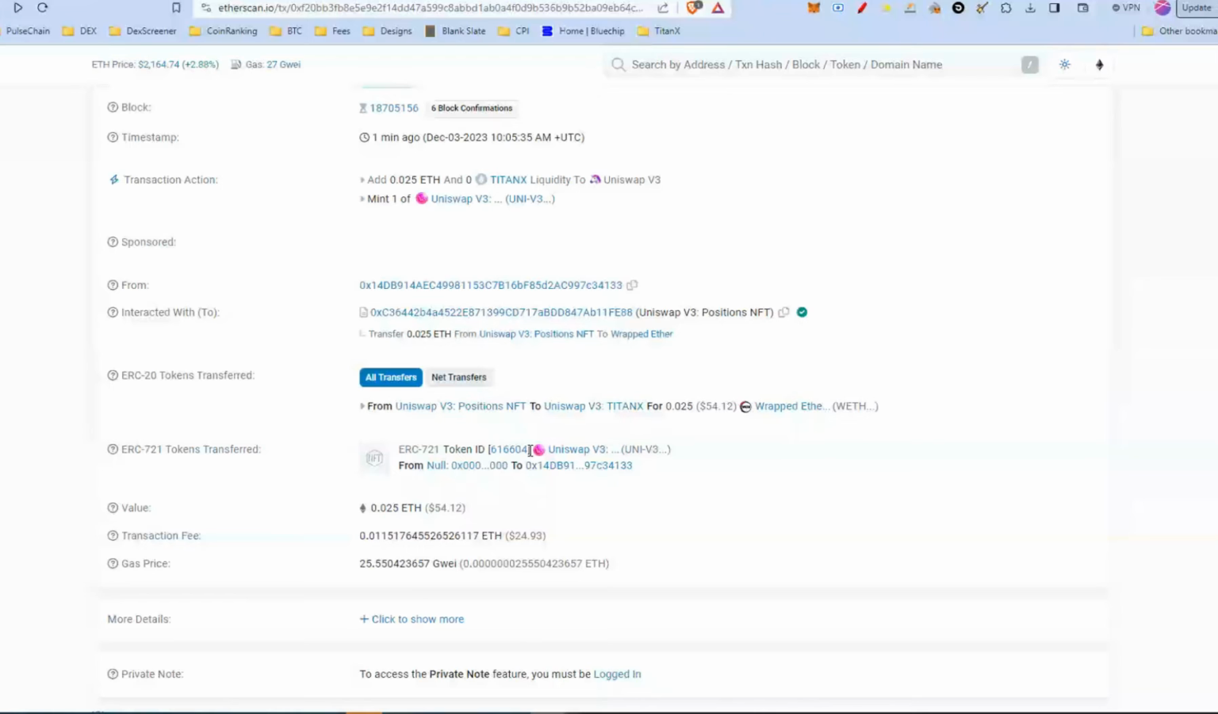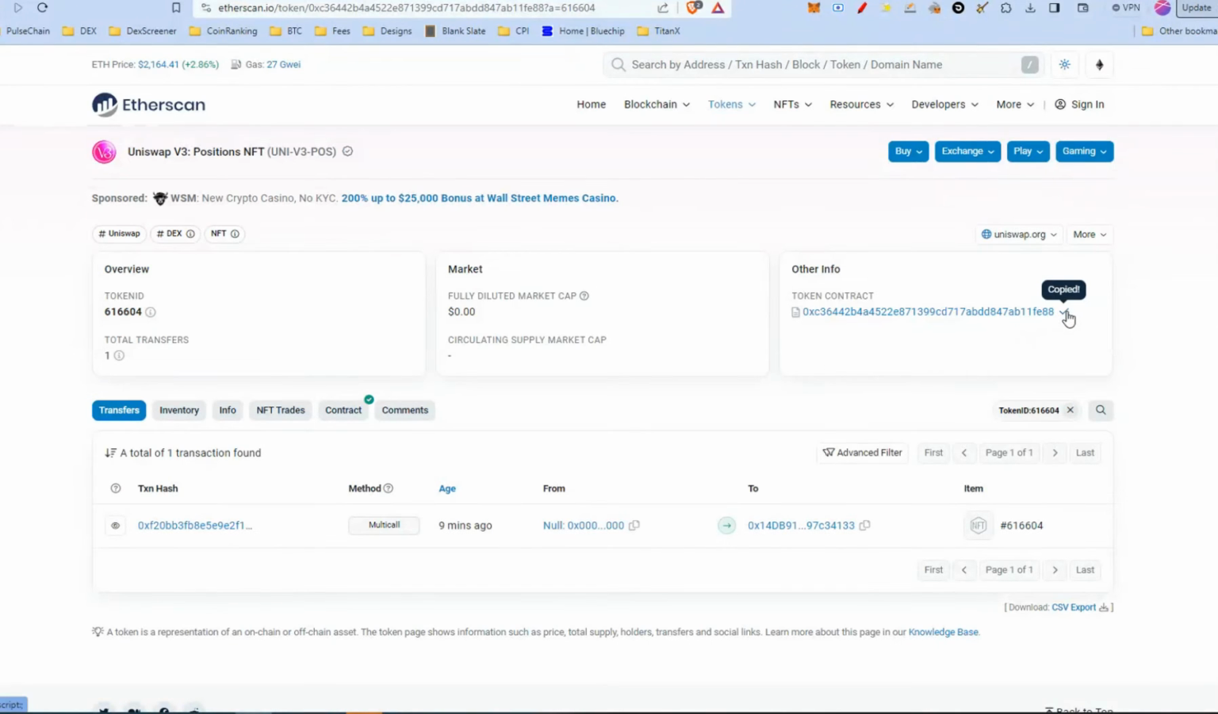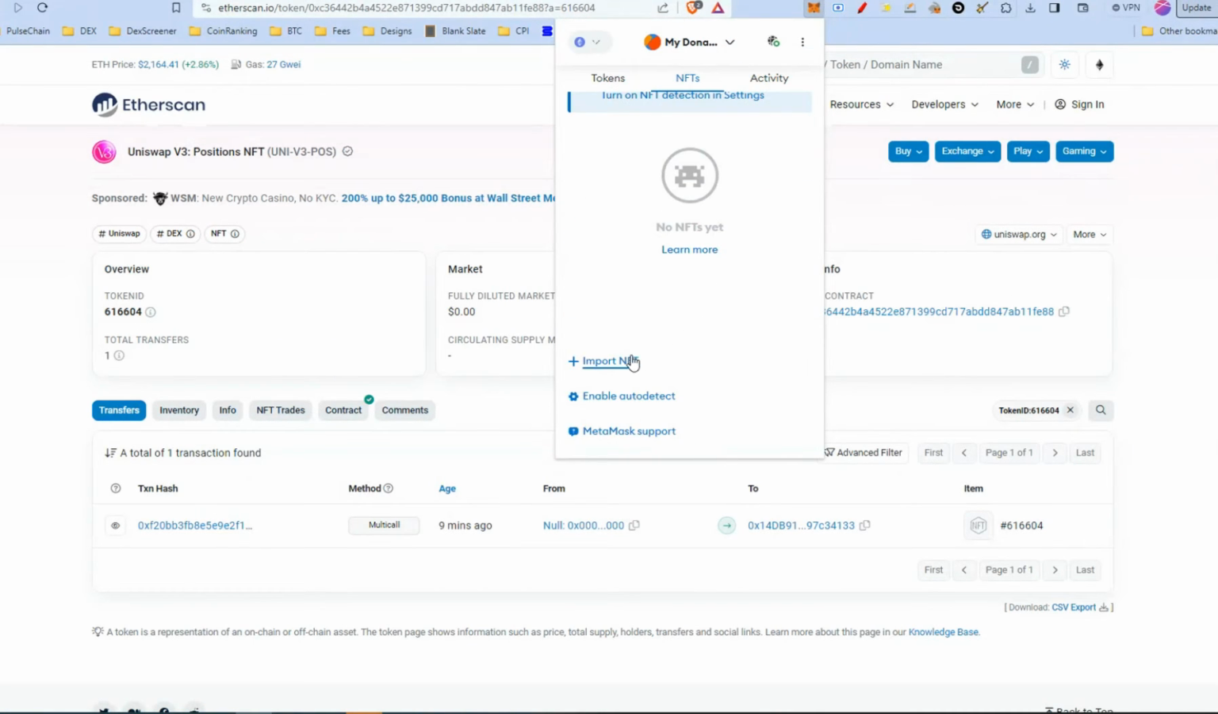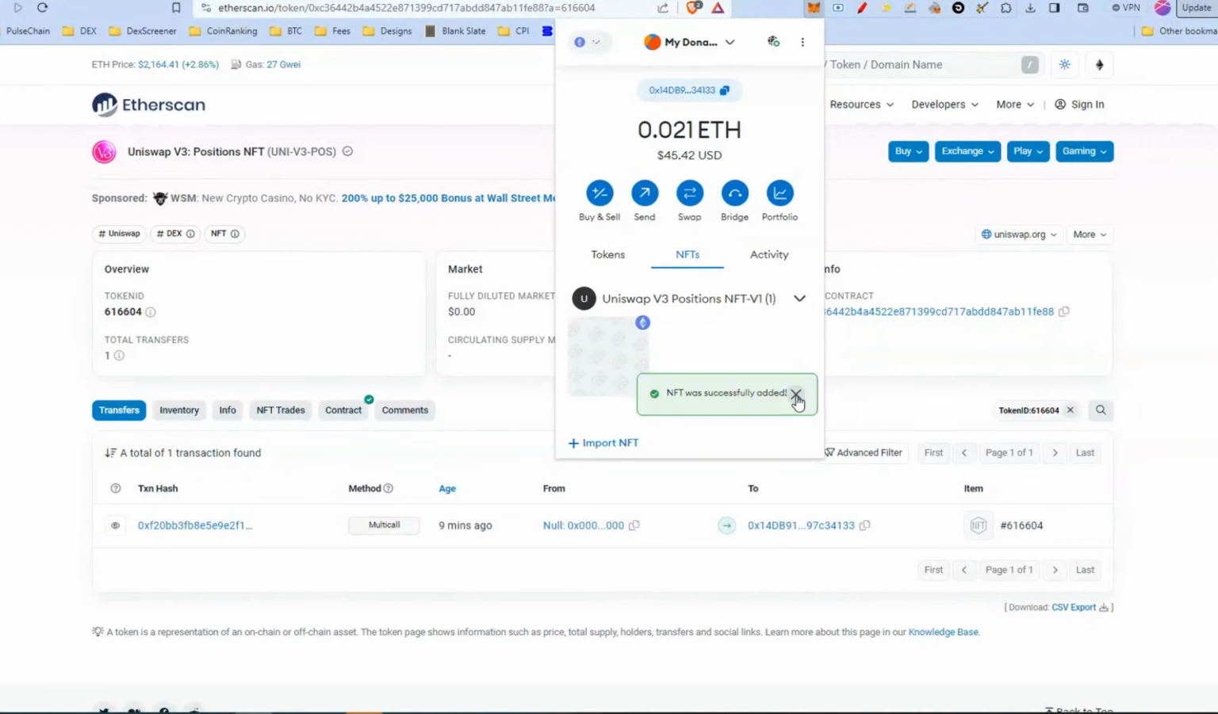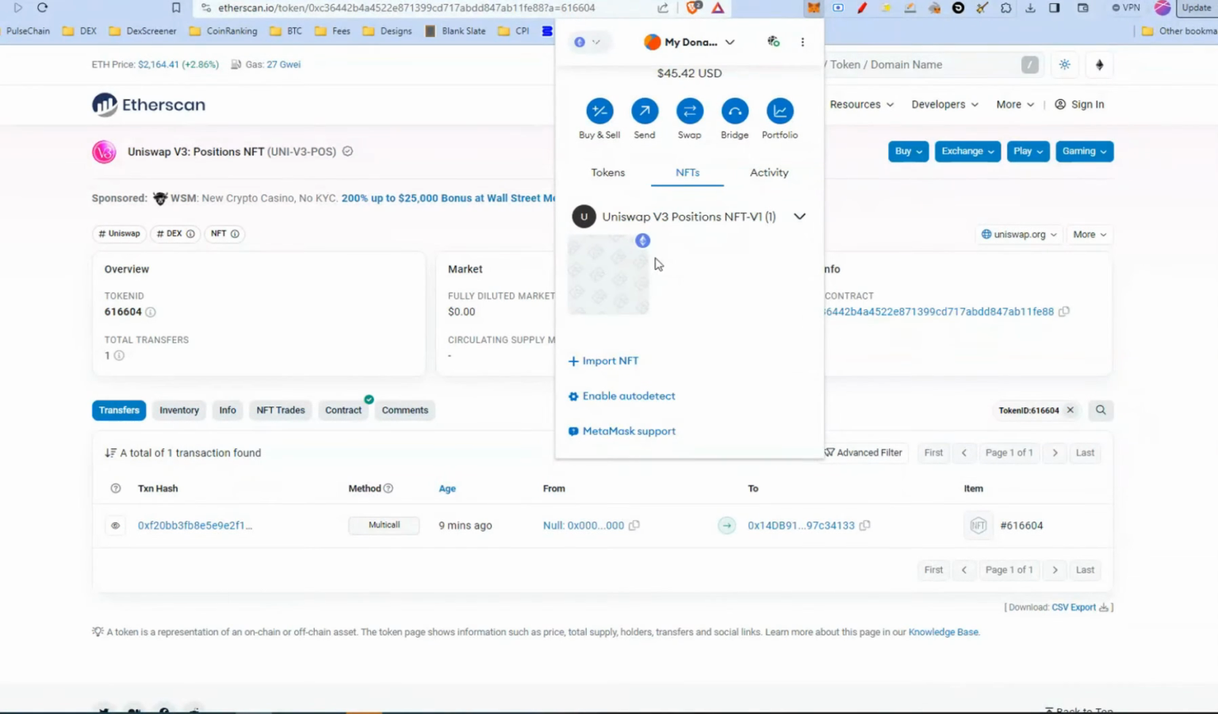Let's add that NFT to MetaMask. We're first going to just click here. We're going to copy the contract address and then we will need the token ID. Click NFT, scroll down, import NFT, paste in the contract address, and then the token ID is 616604 and we're going to import. And as you can see, this is the Uniswap V3 position.